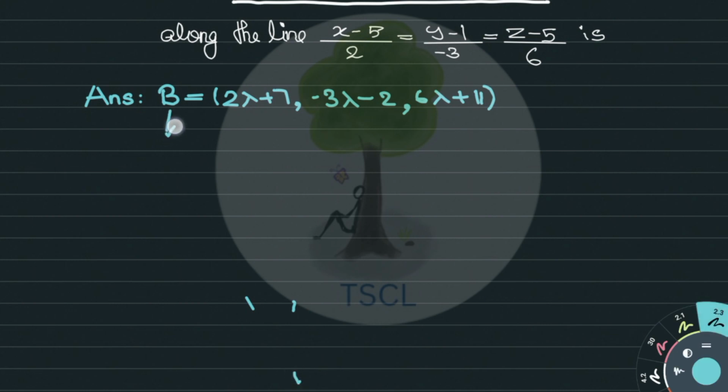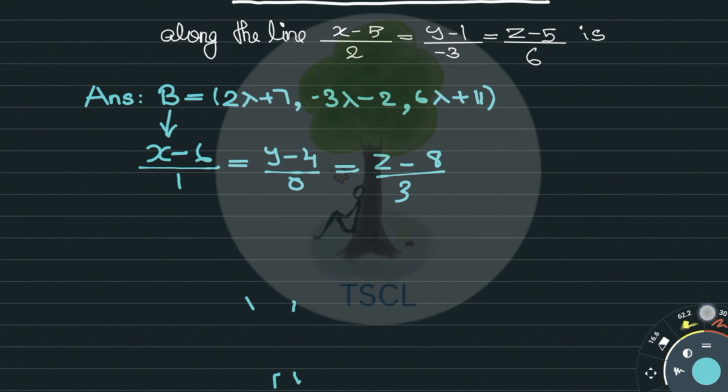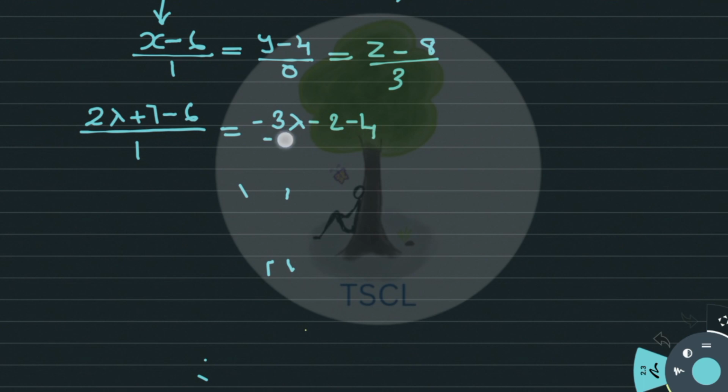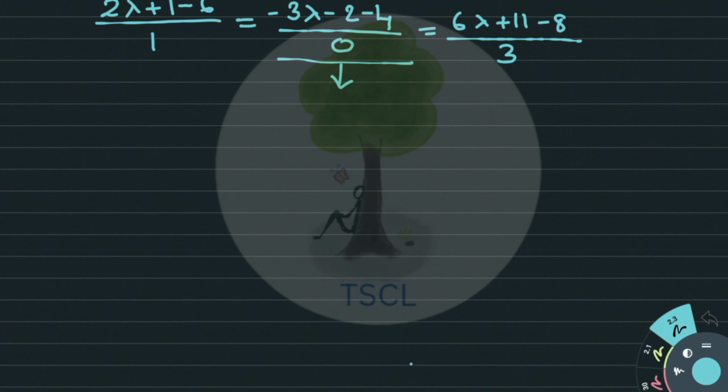Now we know that point B lies on the line with the Cartesian form (x minus 6) divided by 1 is equal to (y minus 4) by 0 is equal to (z minus 8) by 3. We can substitute the values of x, y and z in the Cartesian form. We will get (2 lambda plus 7 minus 6) divided by 1 is equal to (minus 3 lambda minus 2 minus 4) divided by 0 is equal to (6 lambda plus 11 minus 8) divided by 3. Let's solve this and see what value we get for lambda.